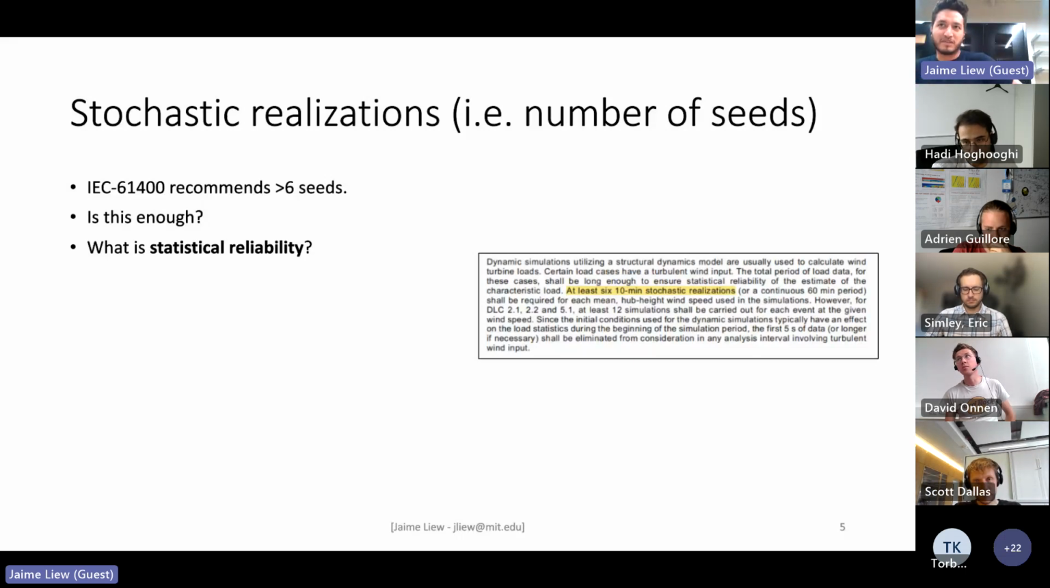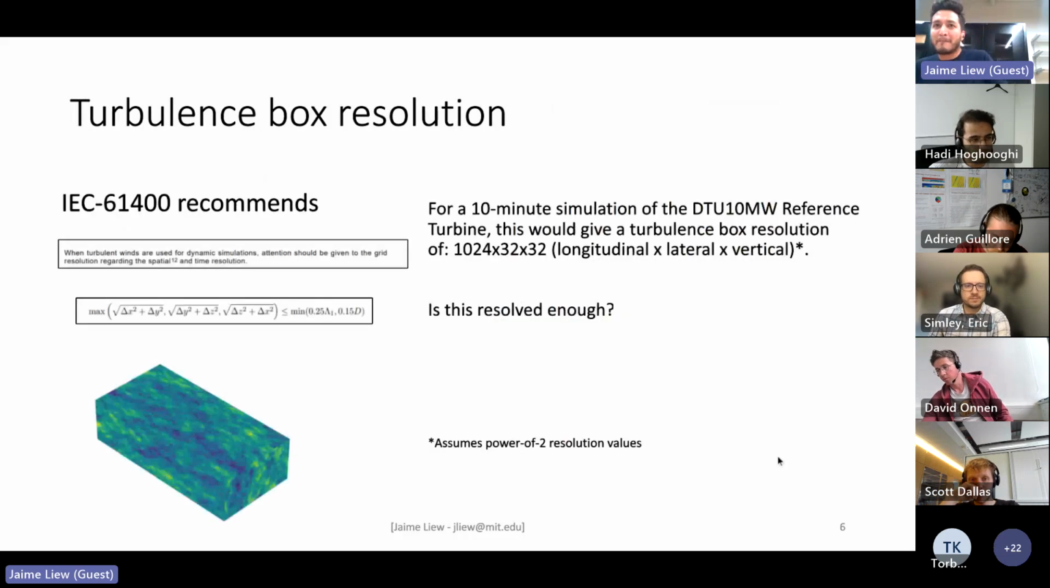The first is the number of stochastic realizations, like how many seeds. We often run 6 seeds for fatigue simulations, 6+, and that's recommended by the IEC standards. They recommend that for 10-minute simulations, and this is usually a single turbine simulation. And the question always comes up, is this enough? The IEC standards say our simulation should be statistically reliable. What does that mean? So I'm digging a bit deeper into why it's 6 seeds, or maybe if it needs to be more than that. It typically does need to be a bit more.